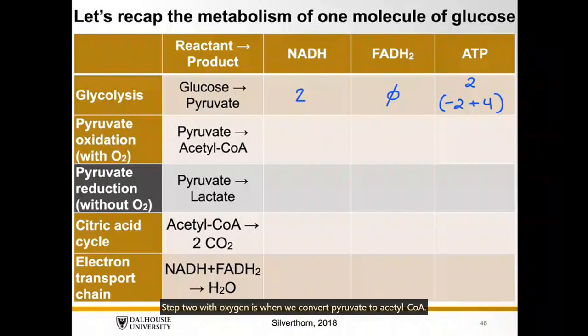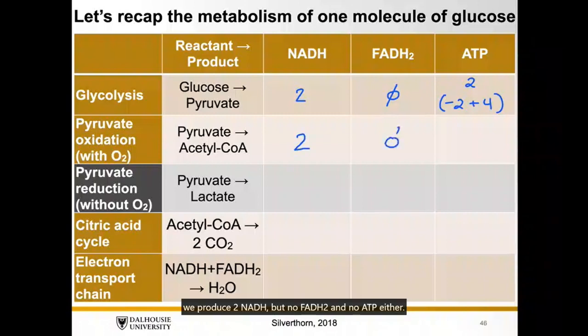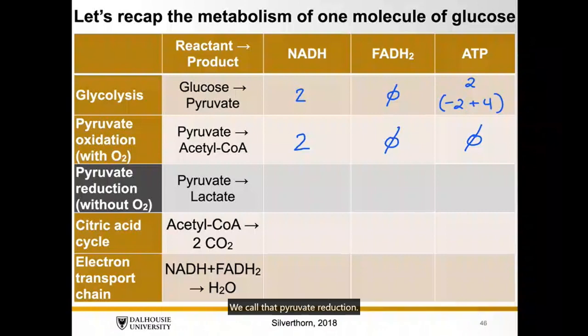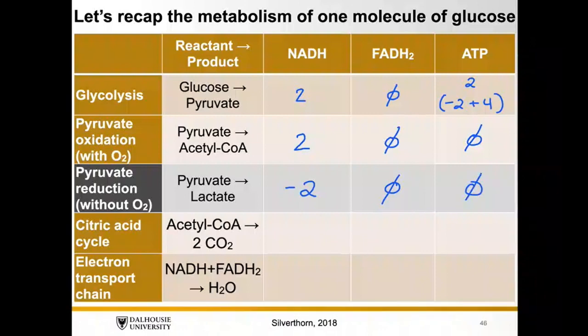Step 2 with oxygen is when we convert pyruvate to acetyl-CoA. We call this pyruvate oxidation. And during pyruvate oxidation, we produce 2 NADH, but no FADH2 and no ATP either. Now the other route that pyruvate can take is to be converted to lactate if oxygen is limiting. We call that pyruvate reduction. During that reaction, we would actually use 2 NADH, so we would lose those NADH, and we'd produce no ATP and no FADH2. During the citric acid cycle, we're converting the acetyl-CoA to carbon dioxide.